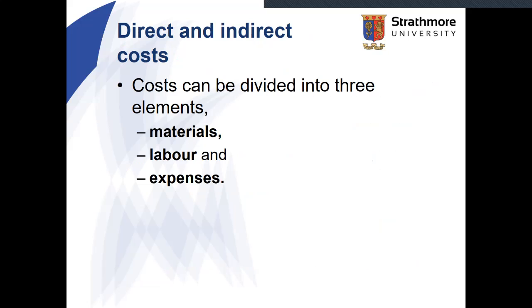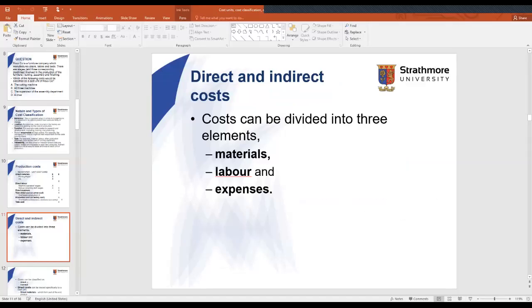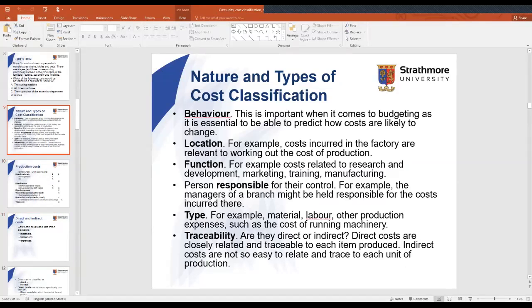That's on cost classification. We'll call this classifying the cost: classifying the cost based on behavior, location, function, person responsible, the type, and how traceable they are.